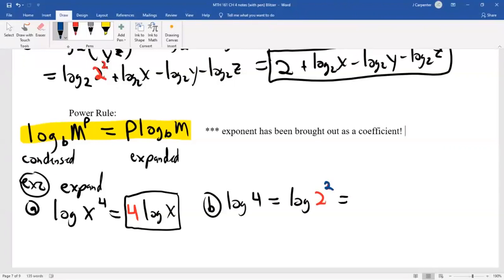So when you have a logarithm of an exponential, if the bases don't match, see this base right here is a 10. They don't match. But that doesn't mean we can't do anything necessarily. We can take the exponent and bring it out front. So there's our 2, there's our exponent 2. And then we have our log of 2.